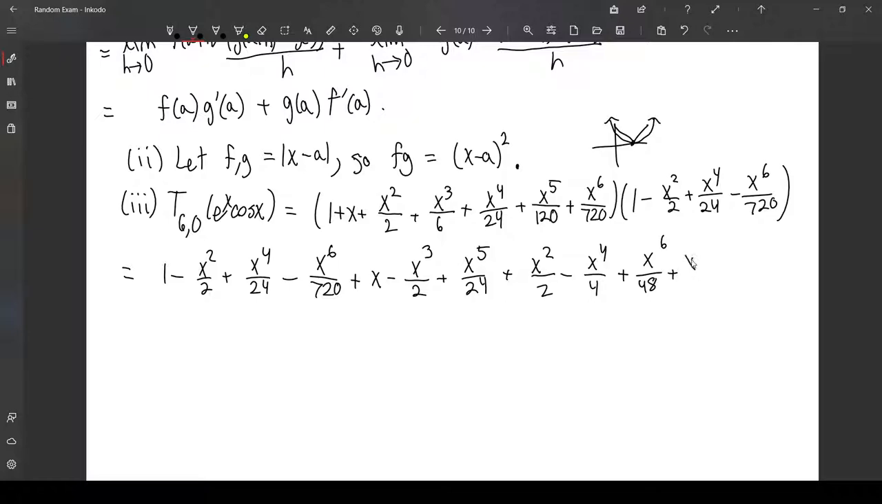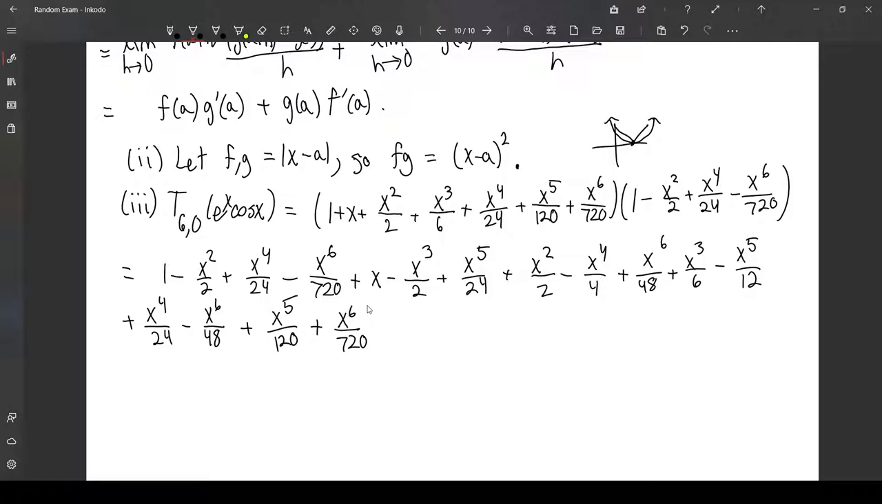All right, and then we get x cubed over 6 minus x to the 5th over 12. And then we get x to the 4th over 24 minus x to the 6th over 48. Then we get plus x to the 5th over 120. And then we get plus x to the 6th over 720.